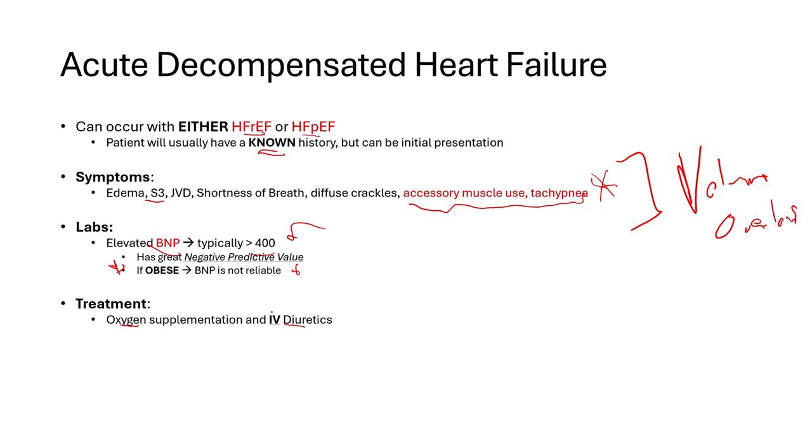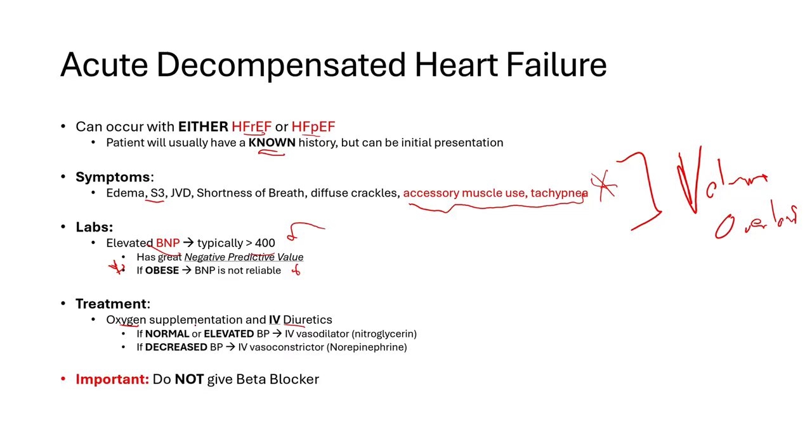Now, there is more to just this. This can now be broken down into two things: high blood pressure or low blood pressure. So if we have a normal or elevated blood pressure that's not responding to IV diuretics, we can also add on a dilator, nitroglycerin. If our BP is too low, we do still want to diurese them, but we have to be careful here, right? Because we want them to be able to perfuse their organs. Thus, we sometimes have to add an intravenous vasoconstrictor, such as norepinephrine.